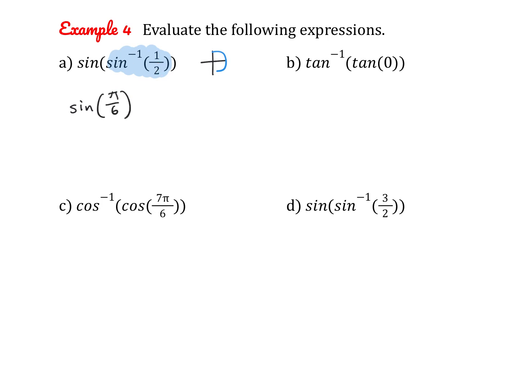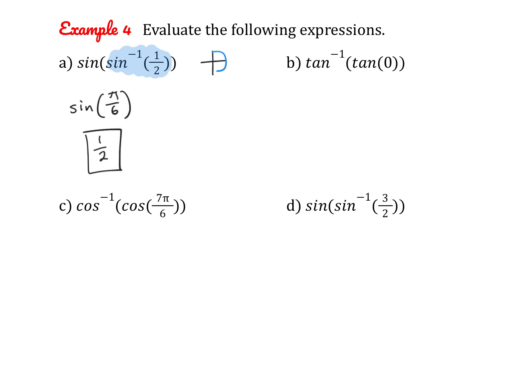And now that we know the arcsine of 1/2 is pi over 6, we just do the sine of pi over 6, which is 1/2. So you'll see here that we have the sine of the inverse. Since it's the original function and its inverse, they canceled each other out.